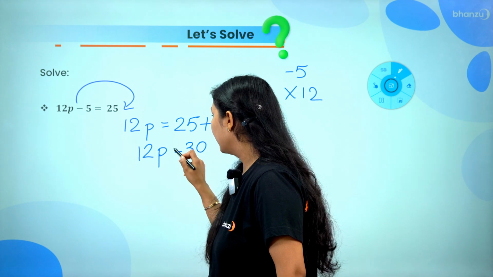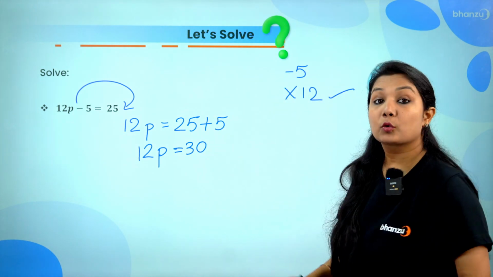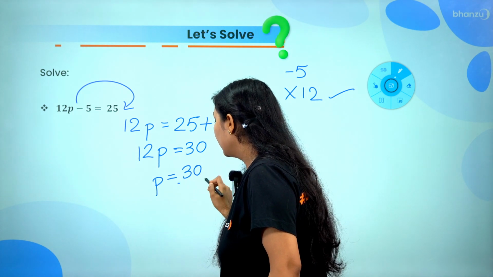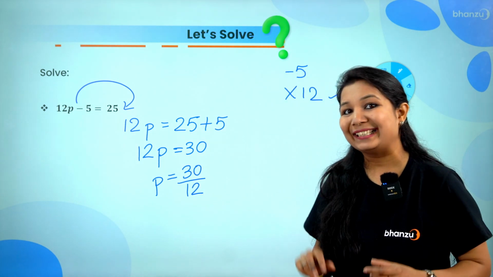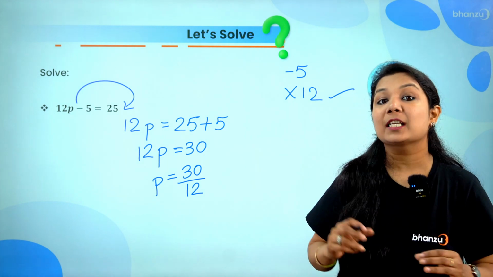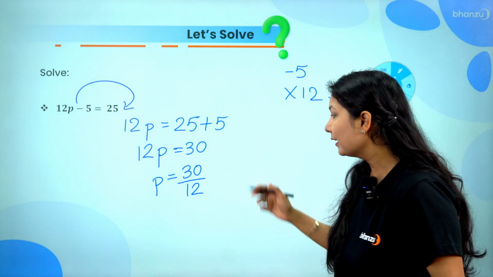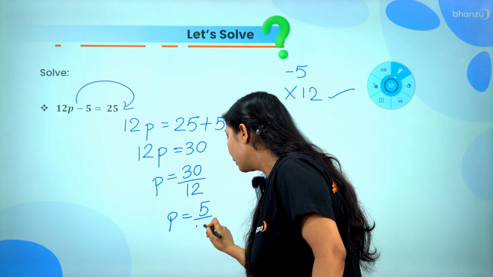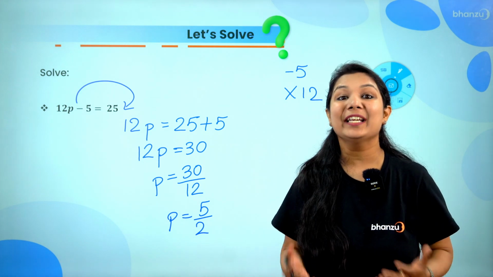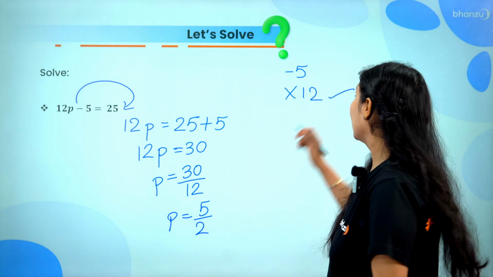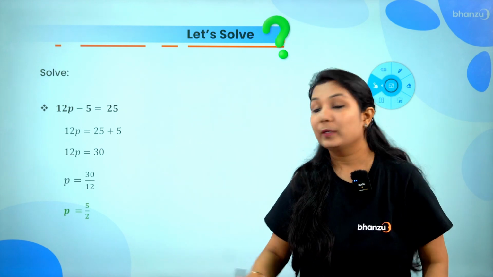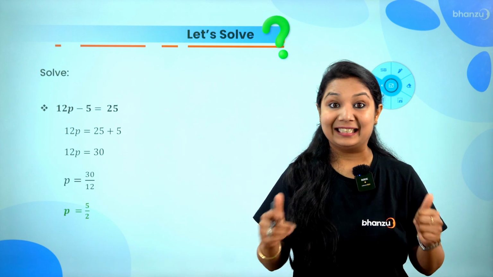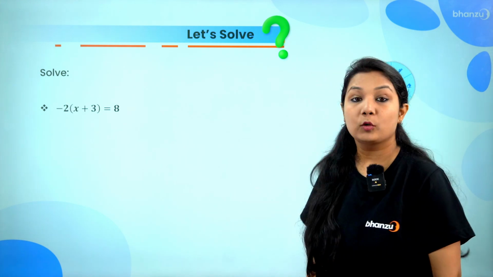Now 12 is in multiplication, as I told you. So if it comes to the other side, it will come in division. So 30 by 12. Now you can see the value of p which we got has a common factor. What is that? That is 6. So if you divide by 6, you get 5 by 2. So this is how we find the value of the variables, by transposing. Clear? Let's move ahead to one more equation now.